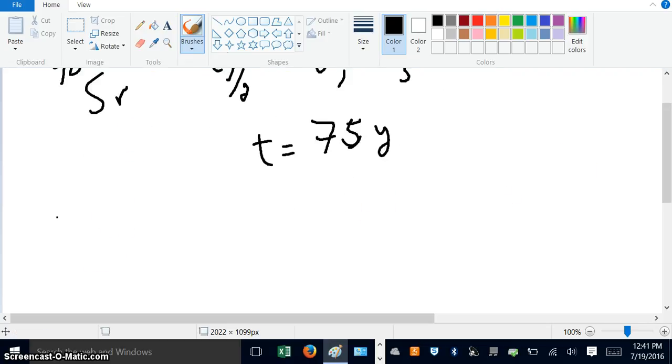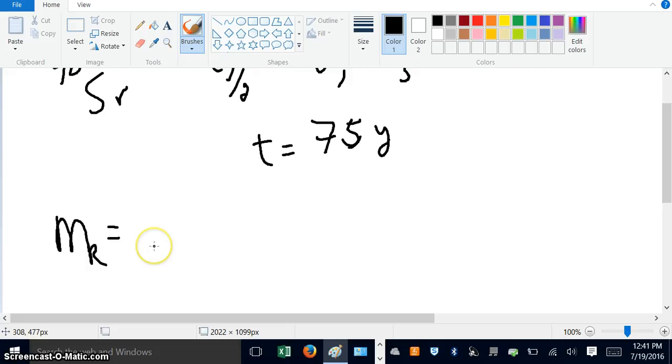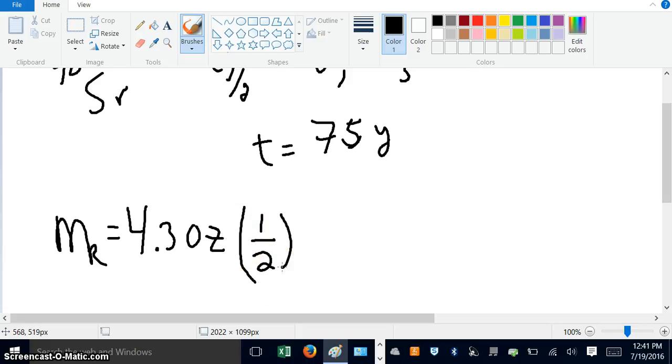So the amount remaining is going to equal the amount that we started with, which was 4.3 ounces, and so the answer is going to be in ounces, times 1/2, and now we're going to raise the 1/2 to the amount of time that's gone by, so it's 75 years. The years are going to cancel, divided by the half-life, which is 28 years.